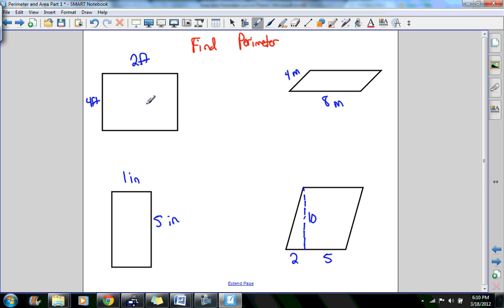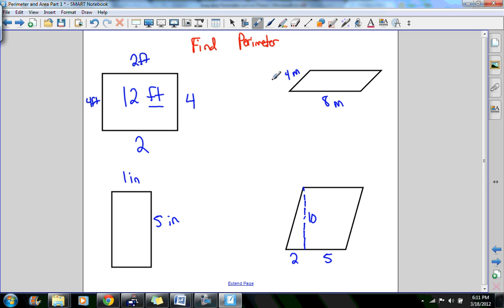If we're trying to find the perimeter of each of these shapes, we have to know a couple things about them. First of all, the outside here is going to be 4, and the bottom is going to be 2. Now the perimeter, we just add up all the pieces. 4 plus 4 plus 2 plus 2 is going to be 12, and we have to label it as feet.